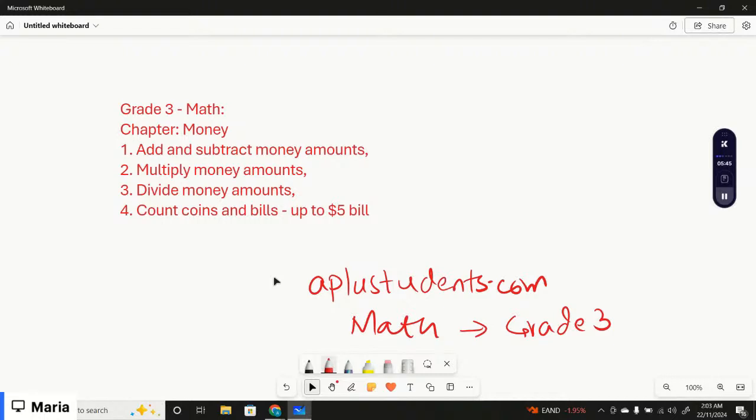We're going to start with the chapter money. The lessons we're going to cover from the chapter are add and subtract money amounts, multiply money amounts, divide money amounts, and count coins and bills up to $5. Please make sure you have your notebook and pencil so that you can note down the important examples and definitions as well.